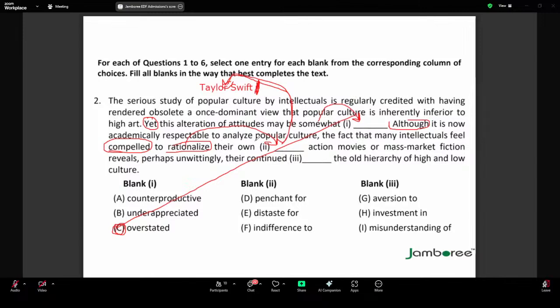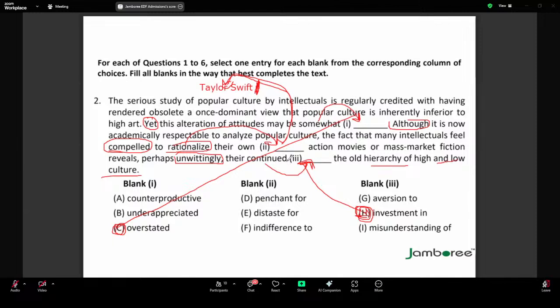So you'll still have to explain your choices, or action movies or mass market fiction reveals, perhaps unwittingly, unknowingly, they're continued. That means they still care for this thing, the old hierarchy of high and low culture. That means they still care about it. And the closest word to care is investment. They're still invested in something. That means you still care about something.